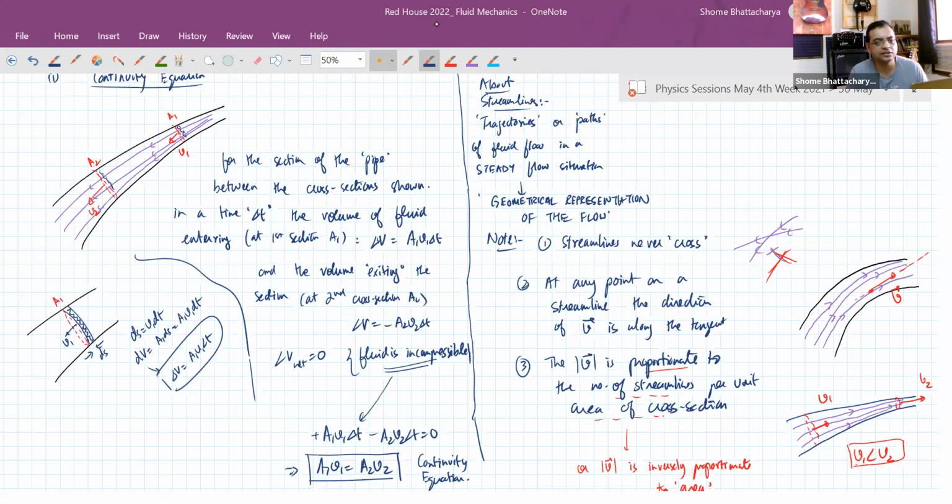Yes, the negative sign is because that volume of liquid is coming out of this section. We are considering a section of the pipe between the two cross-sectional areas A1 and A2. So at the cross-sectional area A1, volume of liquid is entering, and at the other one, A2, volume of liquid is exiting. Hence the negative sign.